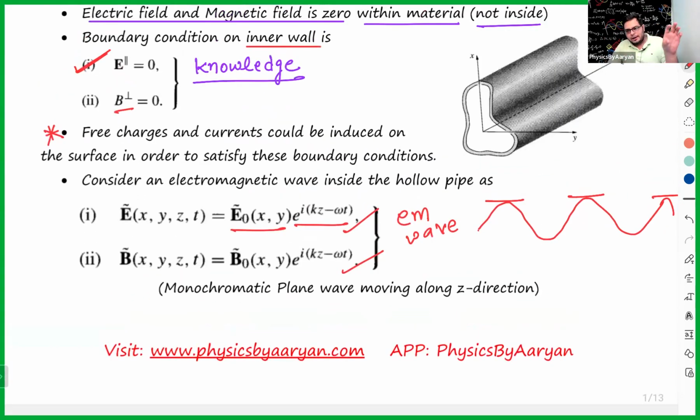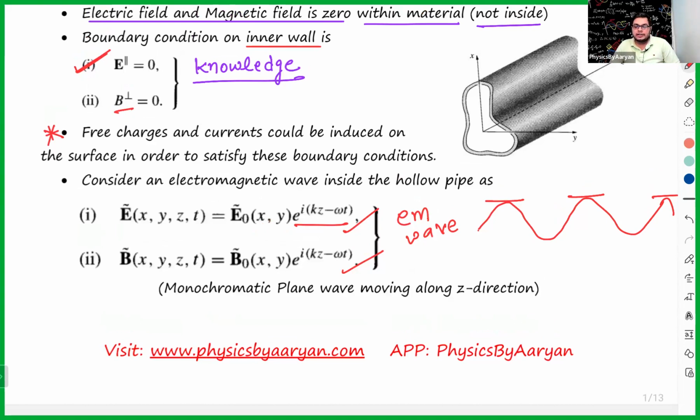So we have a pipe, and inside that the wave is going like this, and the amplitude of those waves is not changing. So E naught is more or less not changing, B naught is more or less not changing, but it does not mean that they cannot change. They can change. And we will study whether it is changing or not.